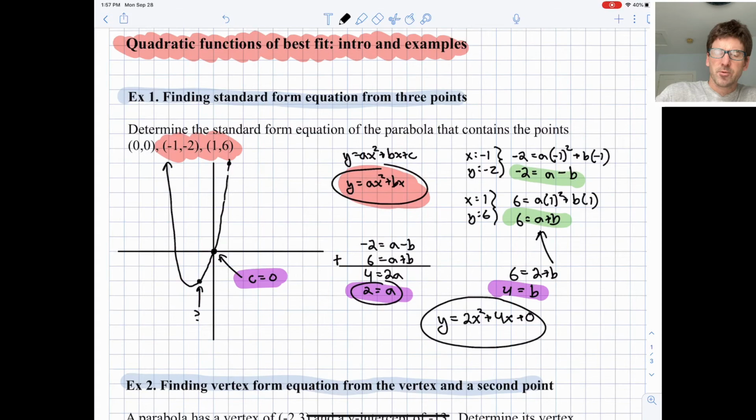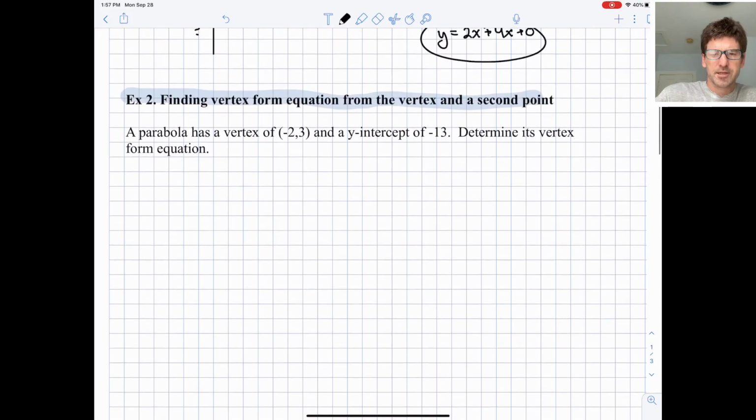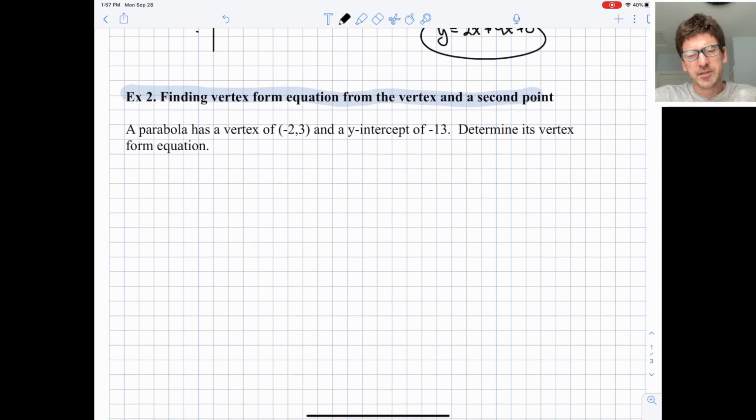All right, let's move on. We're going to do just one more example in this video, and that's finding the vertex form equation from the vertex and from a second point. In an earlier video, we did something similar, but let's go ahead and do it for this one right now. So a parabola has a vertex of (-2, 3) and a y-intercept of -13. Determine its vertex form equation.